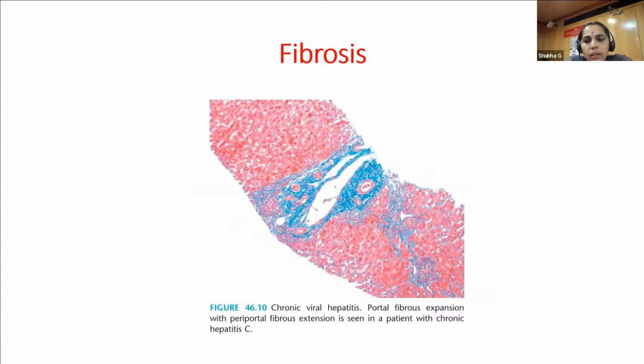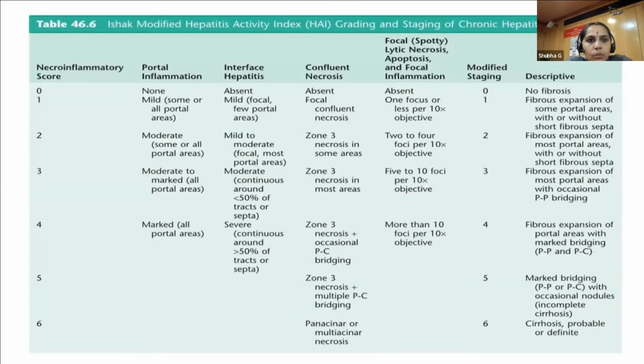So what mechanism do we use to give the clinicians a certain idea as to what kind of necroinflammatory activity is going on in the liver? For that, we use the Ishak's modified hepatitis activity scoring, which is based on those parameters which we just discussed: the portal inflammation, the interphase hepatitis, the presence of confluent necrosis, and focal lytic necrosis, apoptosis, and focal inflammation.